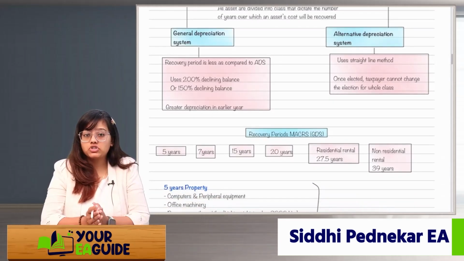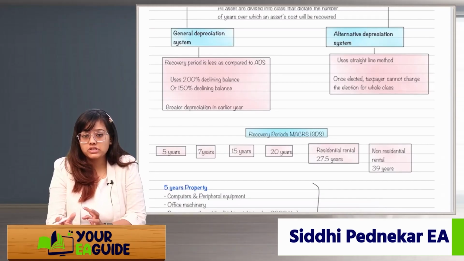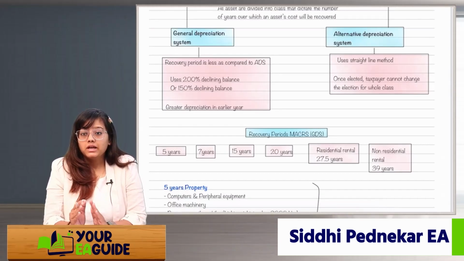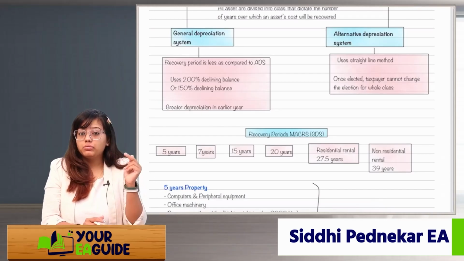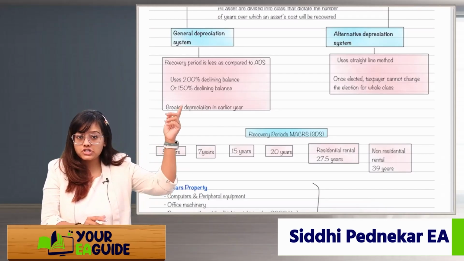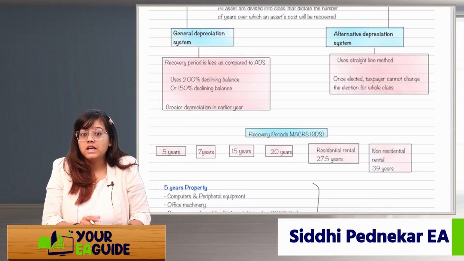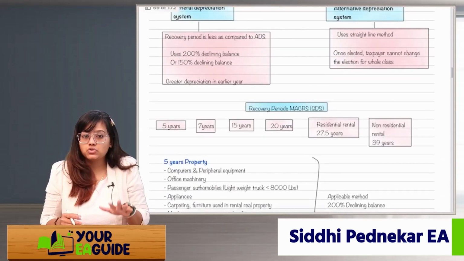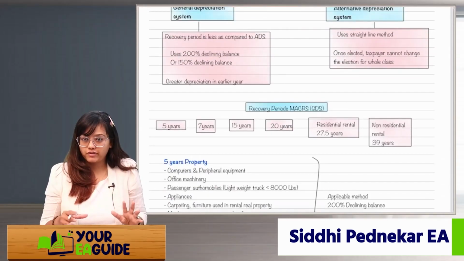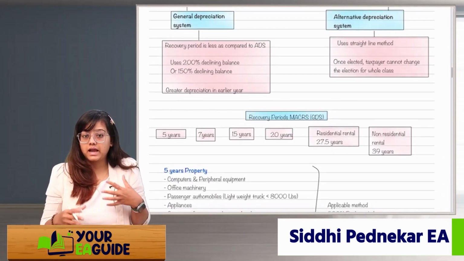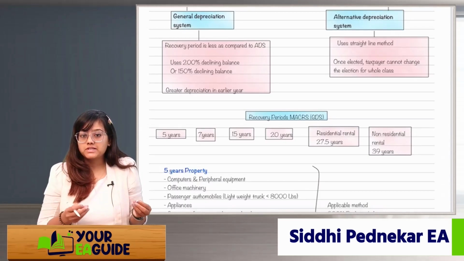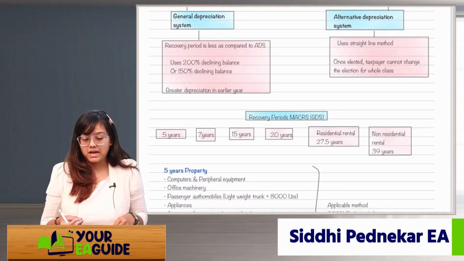Now let's talk about GDS. It's the General Depreciation System. In this, we again have two more bifurcations. First is 200% declining balance, and second is 150% declining balance. We will see which class will use 200% and which class will use 150%. It's a declining balance method.